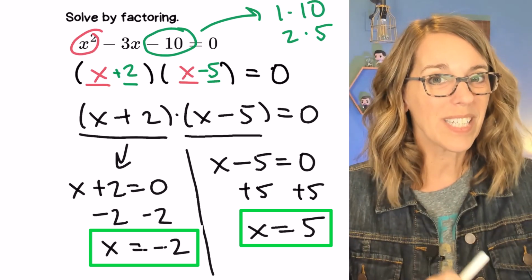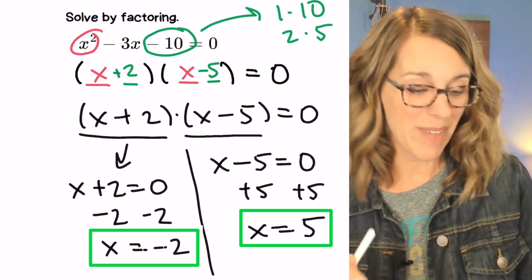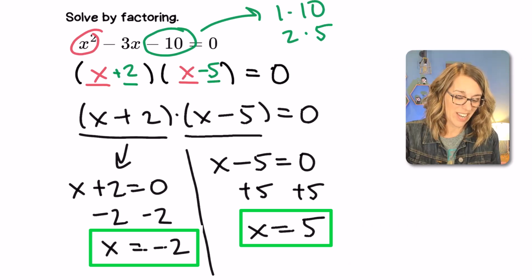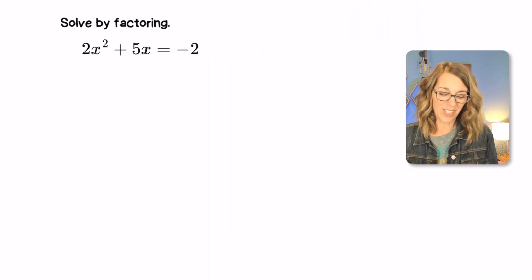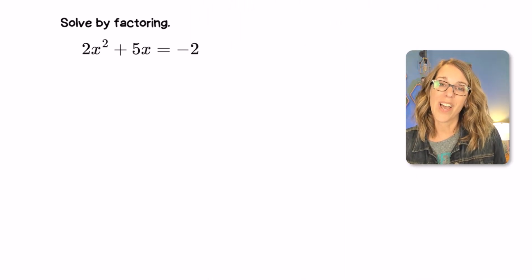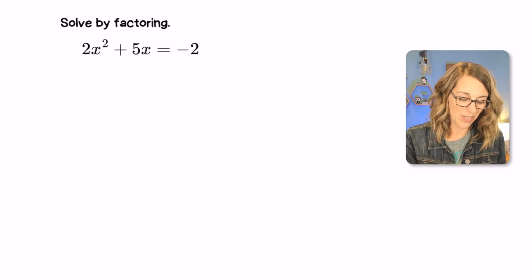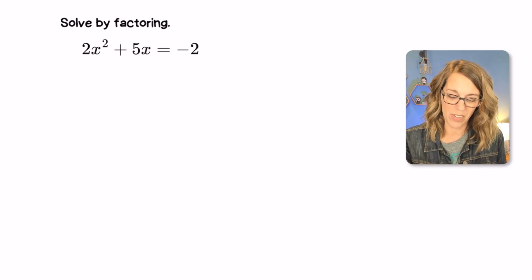Now I've got two more really important examples for you to make sure that you're prepared for your exam and your homework. Let's go ahead and look at the next one. In this next one, I want to solve this one by factoring as well, but it's not set up. I really need that 0 on one side in order to use the zero factor property that we used.